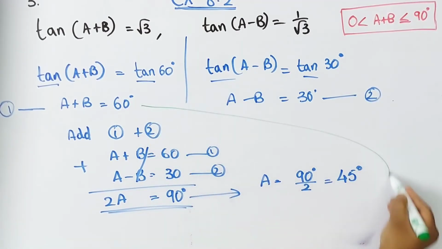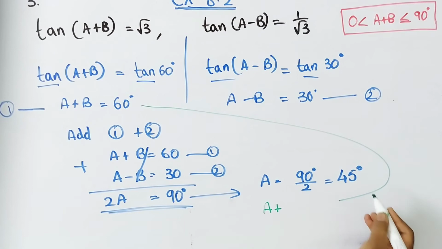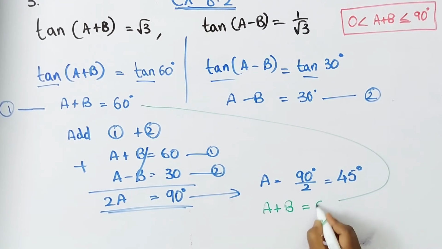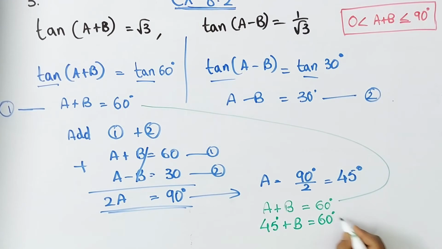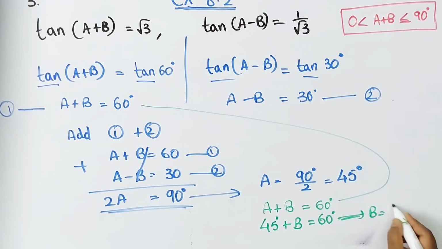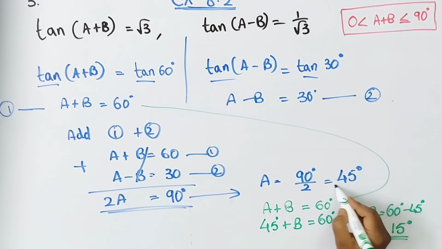From this one, children, a plus b equals 60. Right? That means a equals 45 plus b equals, we have to find this value. From this one, b equals 60 degrees minus 45. That equals 15 degrees. Right, children? A is 45, b is 15 degrees.